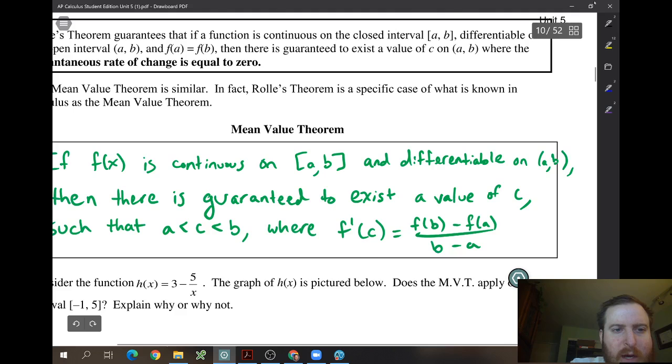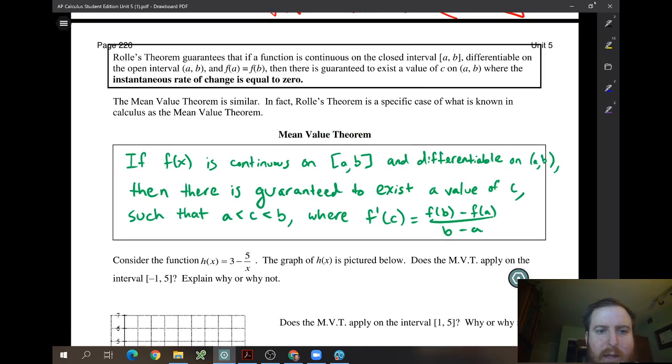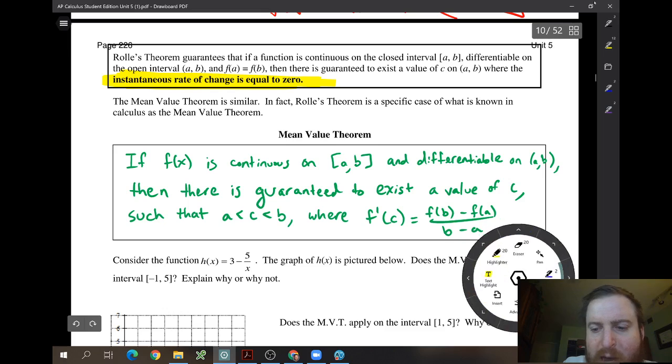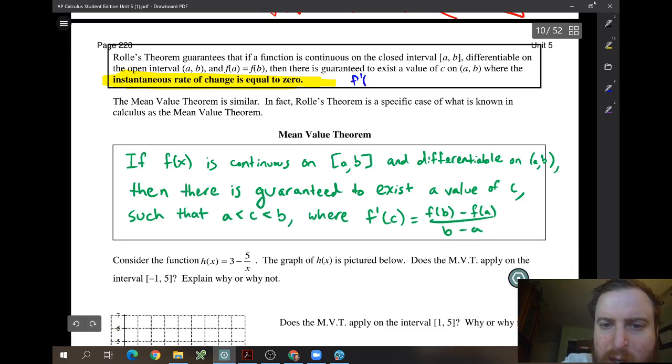So there's that one. Moving on, Rolle's theorem guarantees that if a function is continuous on the interval and differentiable on the interval and f of a equals f of b, then there is guaranteed to exist a value of c on a to b where the instantaneous rate of change is equal to 0. So the formula is f prime of c equals 0, but I just want to talk about what f prime of c is. Going back, we said that f prime of c is defined as our instantaneous rate of change at c. So somewhere the instantaneous rate of change is 0.